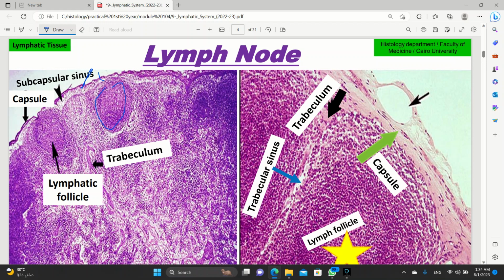That's the cortex. That's the trabeculum. As I said, it's just colored. The sinus is white. Here's the sinus. And I have no scientific idea how, but this is how to easily memorize it.